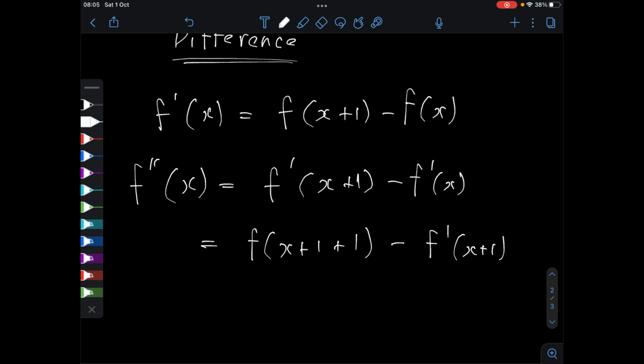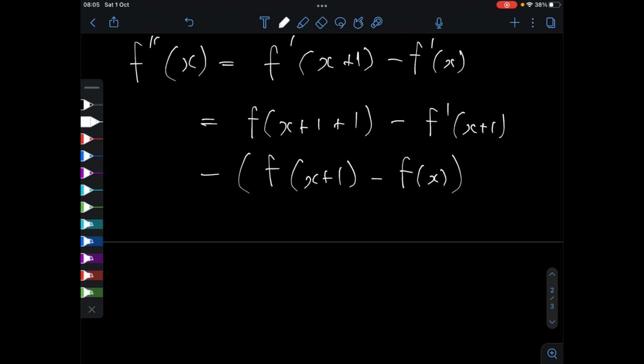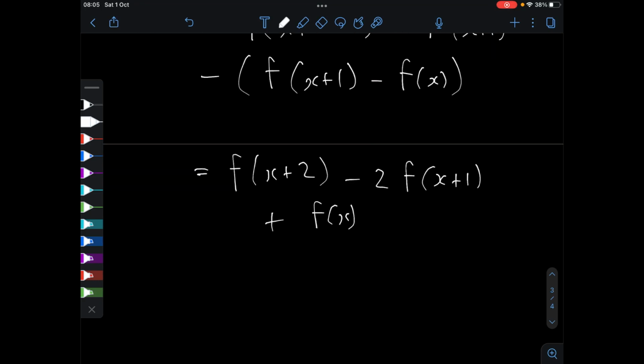So we've just expanded this out into these two terms, and if we do the same for the other one, the first difference of f of x would be f of x plus 1 minus f of x, and this tells us that that's equal to f of x plus 2 minus 2 f of x plus 1 plus f of x, and that's our second order difference, which is the discrete version of a second order derivative.